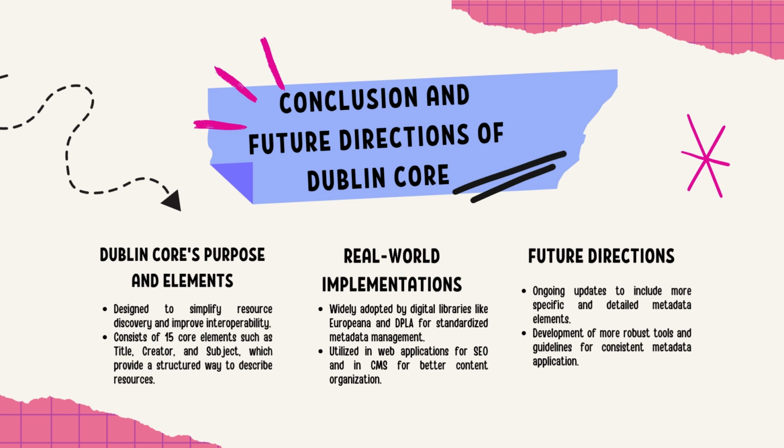In real-world implementations, Dublin Core has been widely adopted by digital libraries like Europeana and DPLA. These institutions use Dublin Core for standardized metadata management, enhancing the accessibility and discoverability of their collections. Additionally, Dublin Core is utilized in web applications to improve SEO and in content management systems for better content organization.